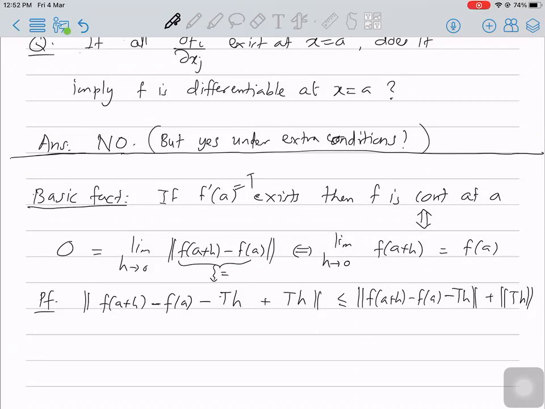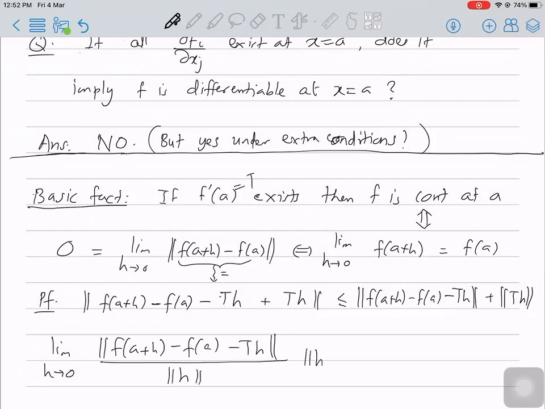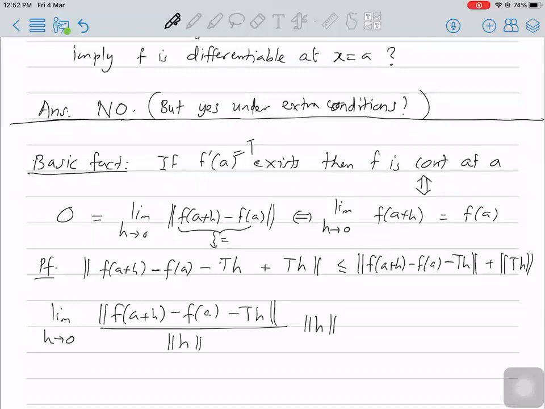So let's look at this. The limit as h approaches 0 of f of a plus h minus f of a minus T of h. Can we show that this goes to 0? Multiply the numerator and denominator by the norm of h. Exactly. This can be done also in that expression, in the very first expression. That also doesn't require the existence of the h. But okay, let's first finish this.